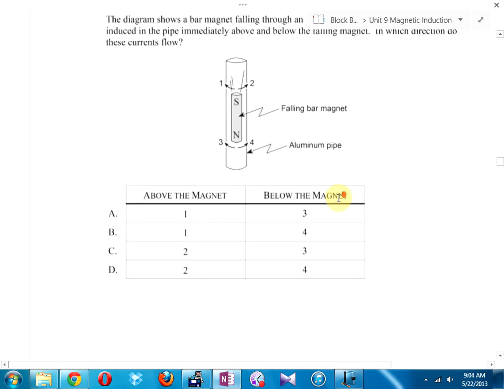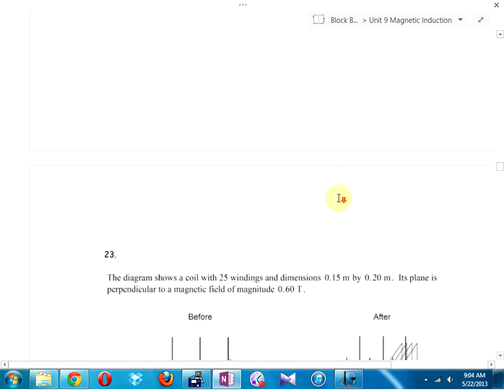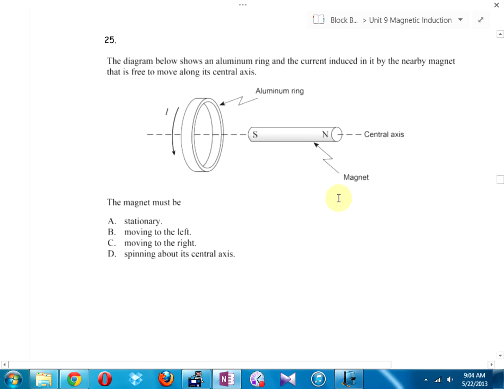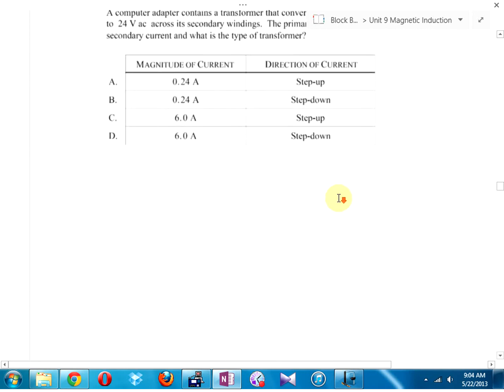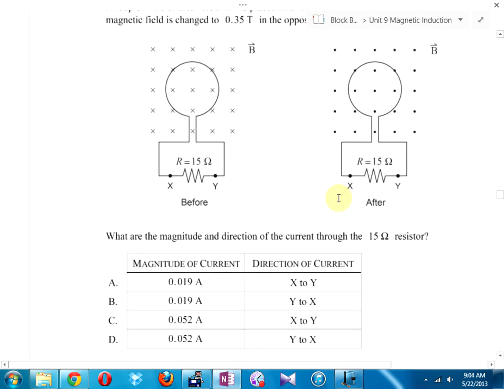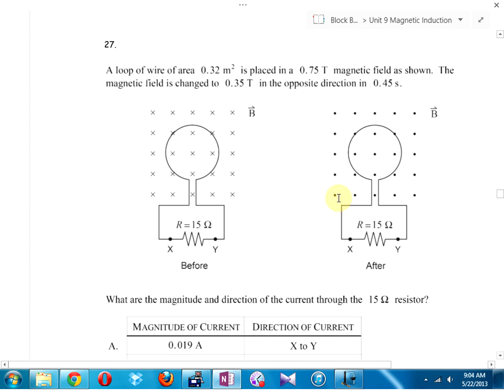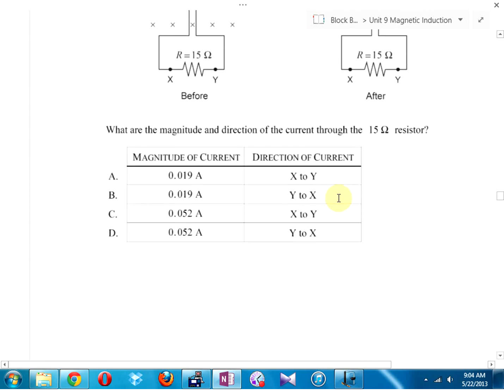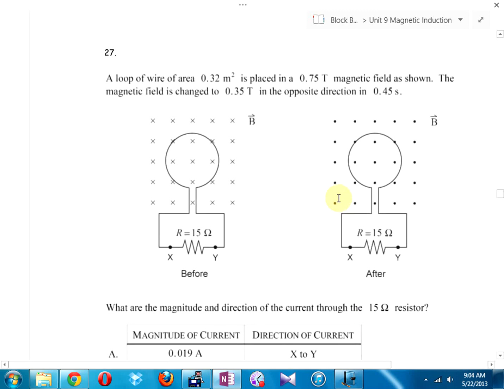Number 22. 22 is actually looking at the same situation that I just showed you with a copper rod. 25. 27. 27, they're also wanting you to find the magnitude of the current. I think you're going to use V equals I times R, except instead of V, you're going to use EMF, which is negative N, change in flux over change in time. Ooh, nice combination of everything here.